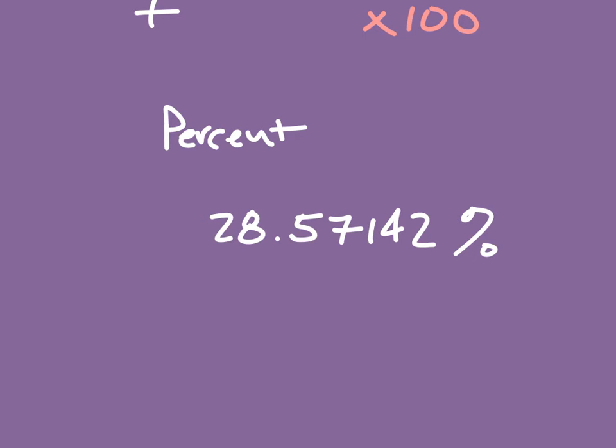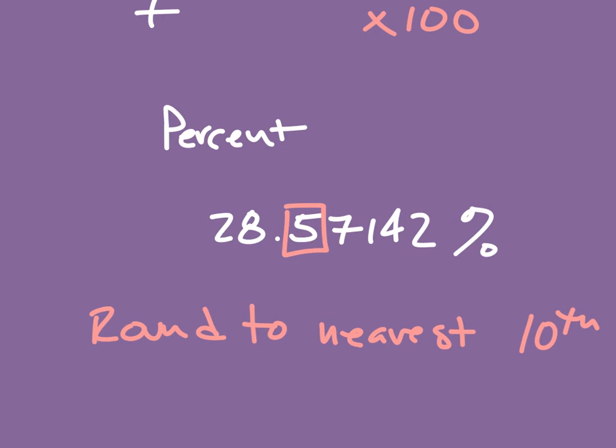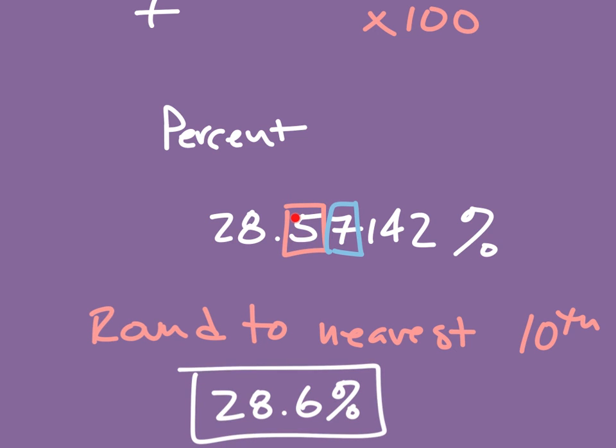So if we round this to the nearest tenth, that's our first decimal place. We look at our number to the right, and since that number is above 5, we are going to increase our value in the tenths by 1, so we're going to get a value of 28.6%. And that's the idea, and that's what we want to look at.